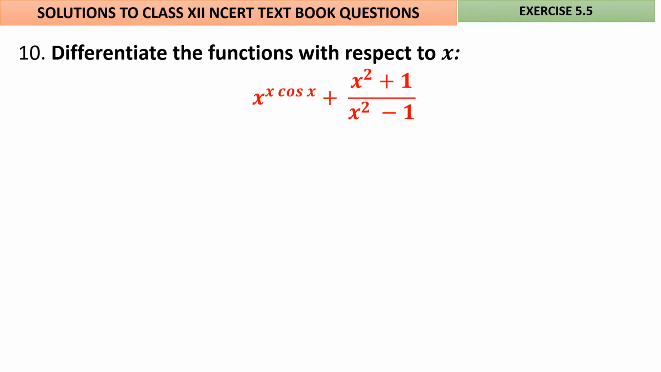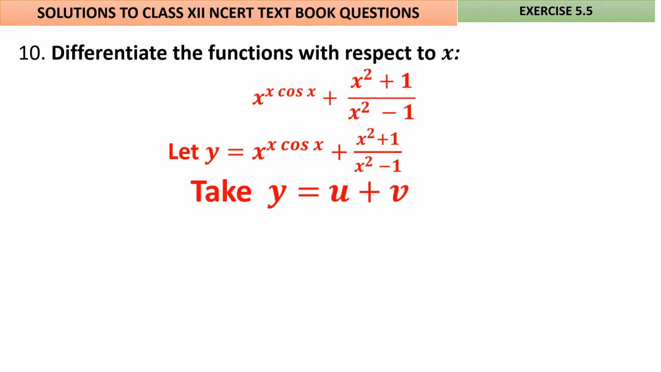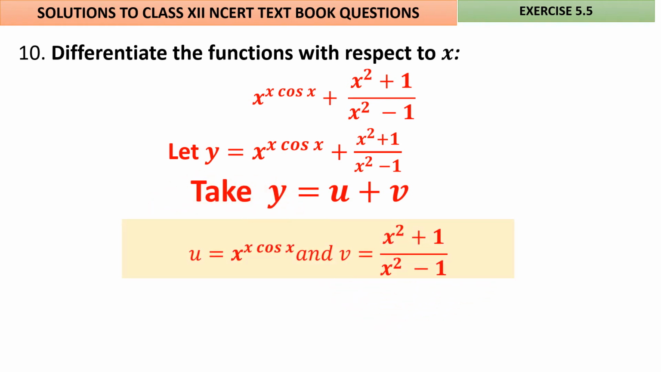We move on to question number 10. y = x^(x cos x) + (x² + 1)/(x² − 1). We can't take log directly. We call it u + v, where the first function is x^(x cos x) and the second function is (x² + 1)/(x² − 1).